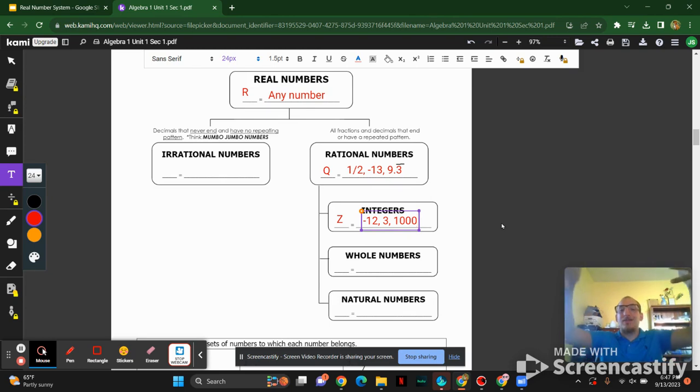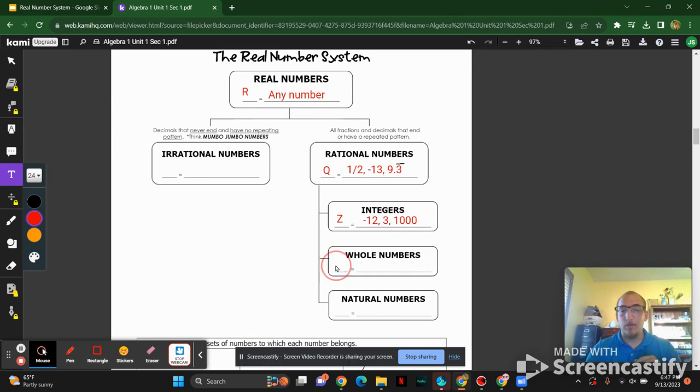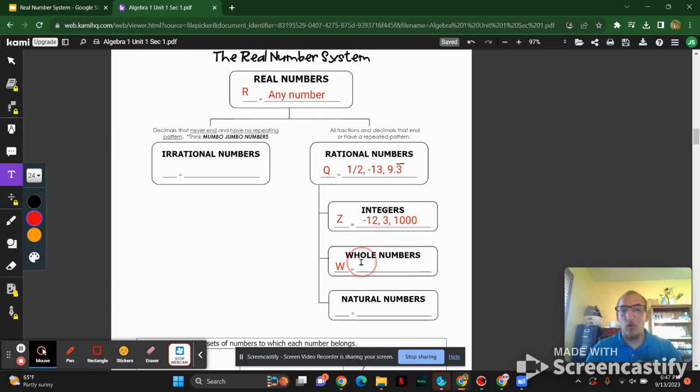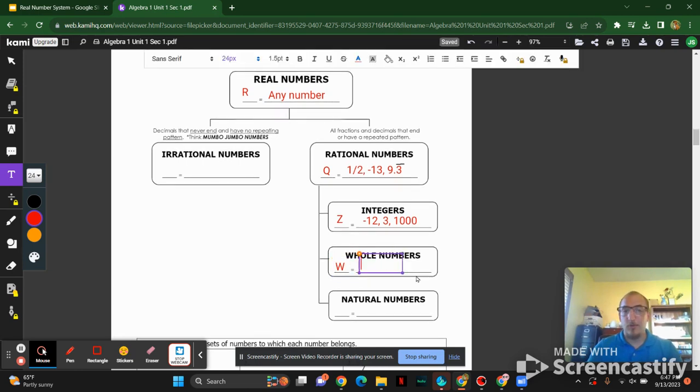And then we can specify integers even more, and we have whole numbers. Whole numbers are just like integers, except they can only be 0 and up. So the example would be 0, 1, 2, 3, and then we'll just do dot dot dot because it goes on forever. Again, whole numbers have no decimal or fraction, but they also can't be negative.